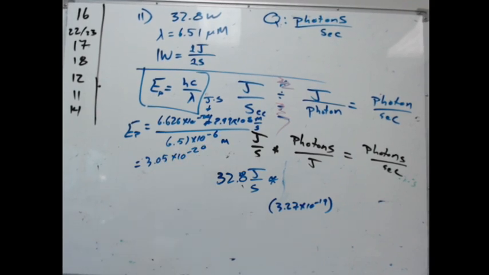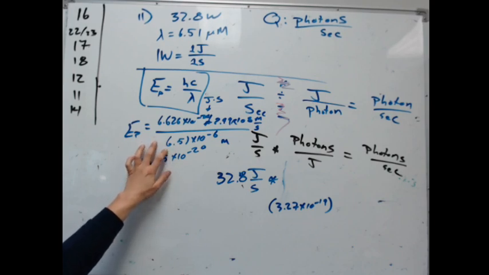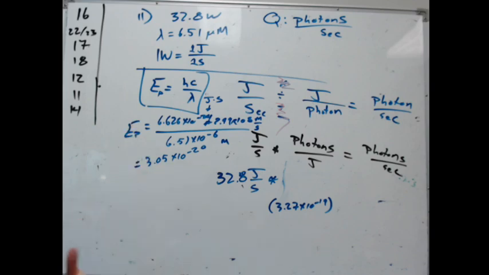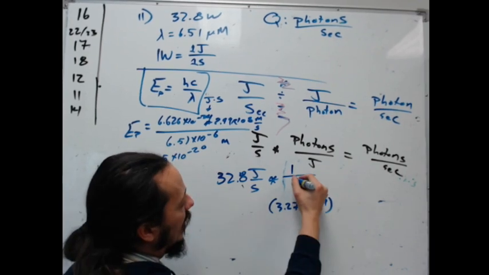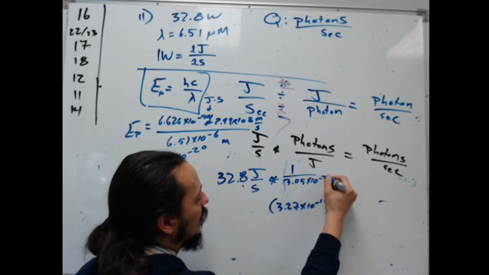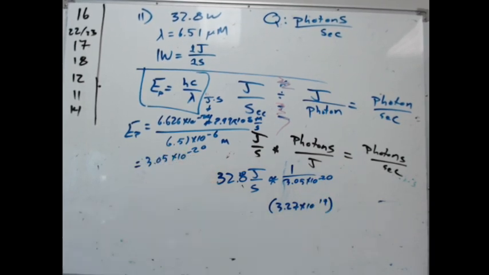Now, this is still in the order of 10 to the minus 19, right? You notice this is a longer wavelength than most of our light and other things. So this longer wavelength should have a lower energy because of that inverse relationship between wavelength and energy. If we take the reciprocal of this, this is going to be 1 divided by the energy of the photon, 3.05 times 10 to the minus 20. We get this number, that's 3.27 times 10 to the 19.